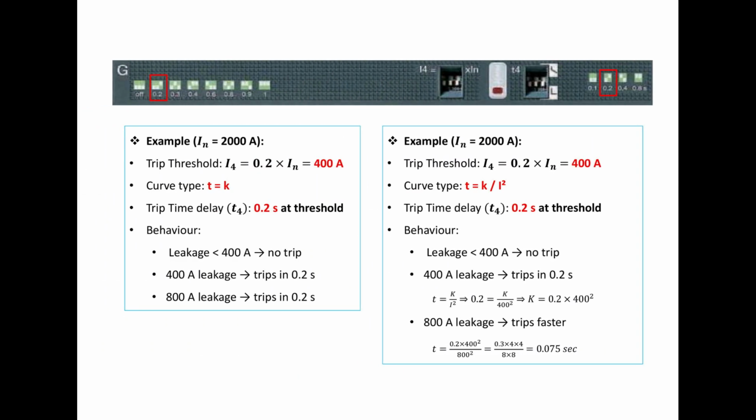In an example with a definite time curve and an In of 2000 ampere, a trip threshold of 400 ampere and a trip time delay of 0.2 seconds at trip threshold means any leakage current above 400 ampere will result in a trip after 0.2 seconds. With an inverse time curve and the same settings, a 400 ampere leakage will still trip in 0.2 seconds, but a higher leakage of 800 ampere would trip faster in 0.075 seconds.